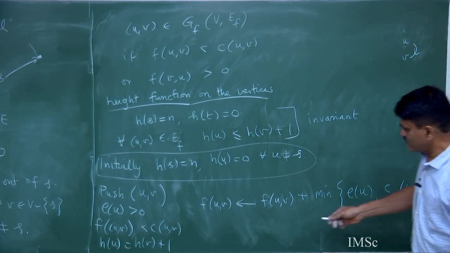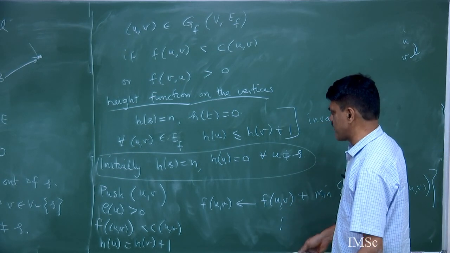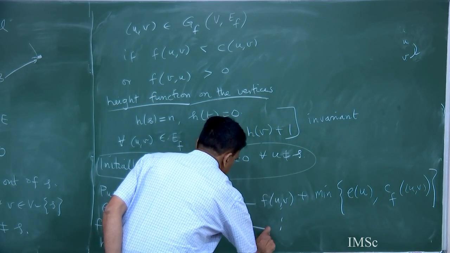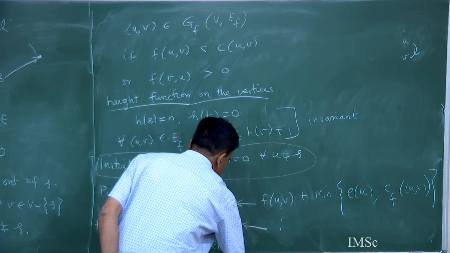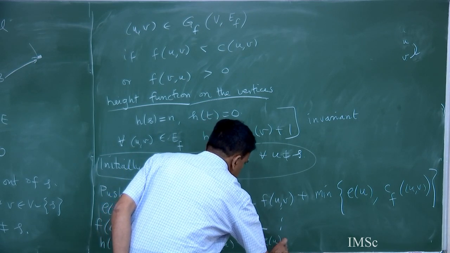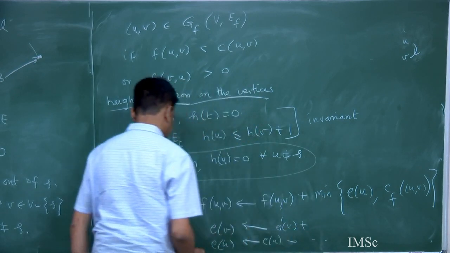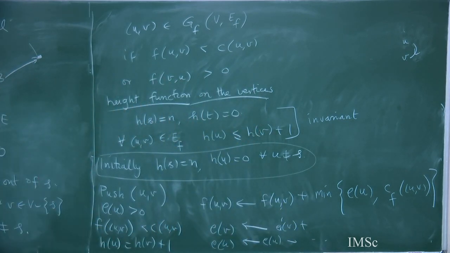Now, more things get updated here, because the excess at V will increase now, and the excess at U will decrease now. This is my push operation. This is one way to get rid of some excess.